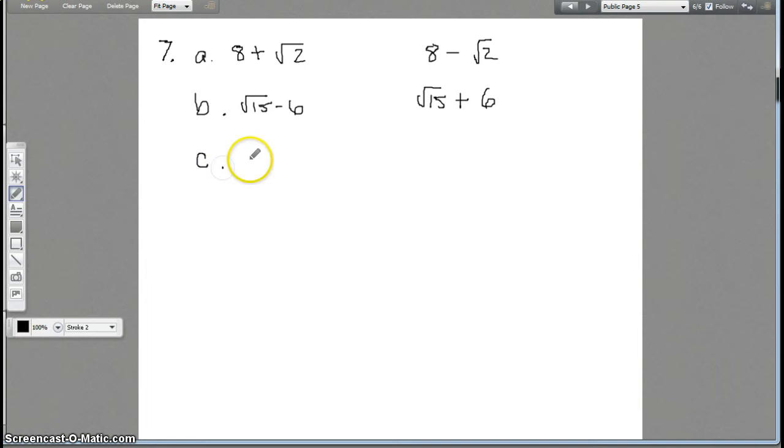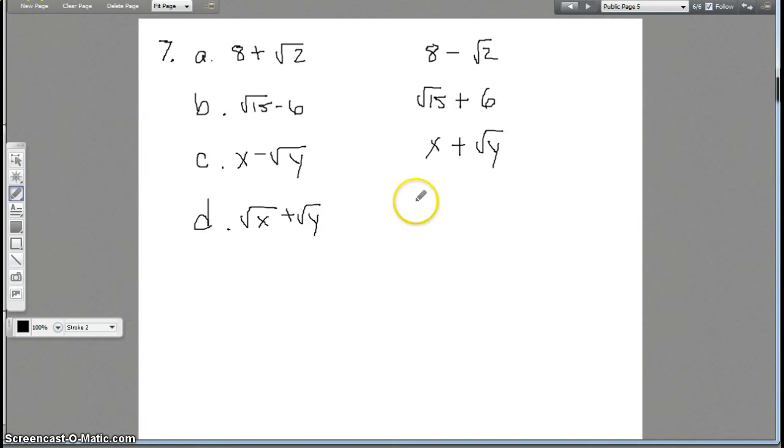Okay, part C, we have x minus square root y. We're going to copy those same two terms, x and square root y. We had a negative, so we're going to change it to a positive. And then part D, we have square root x plus square root y. We're going to copy those same two terms, square root x and square root y. We had a positive, so we're going to change that to a negative.